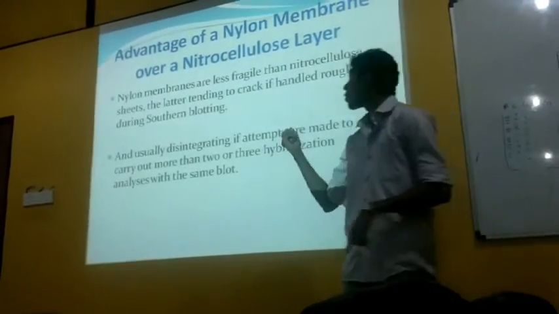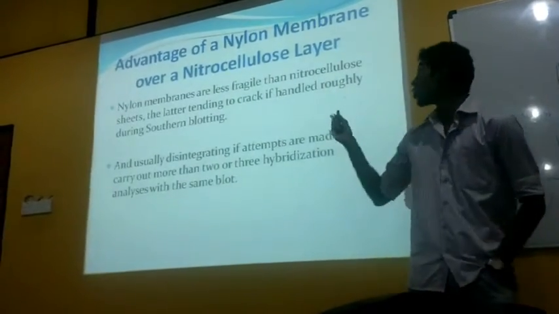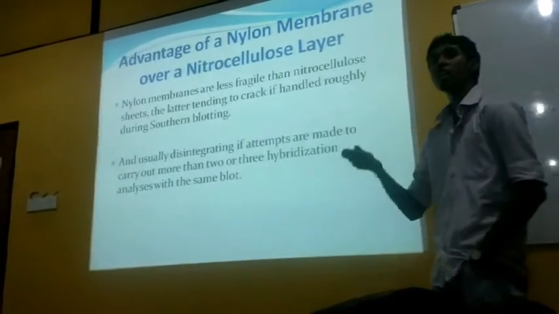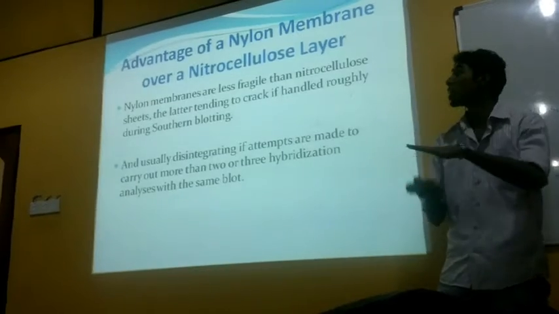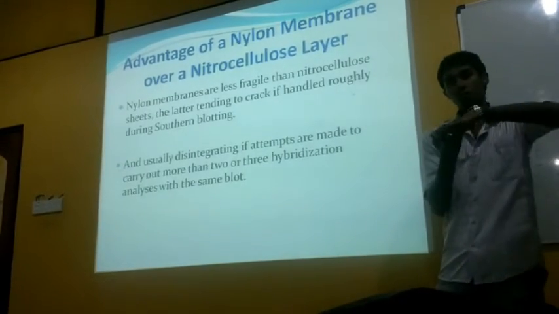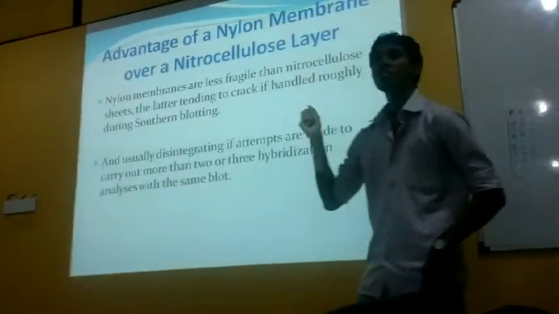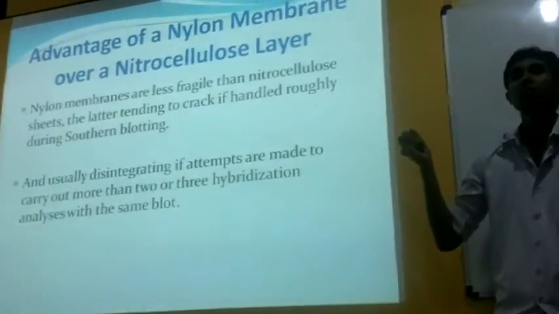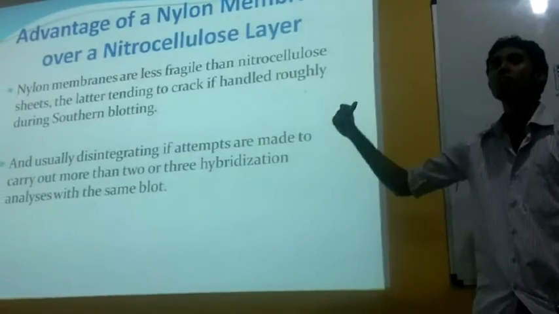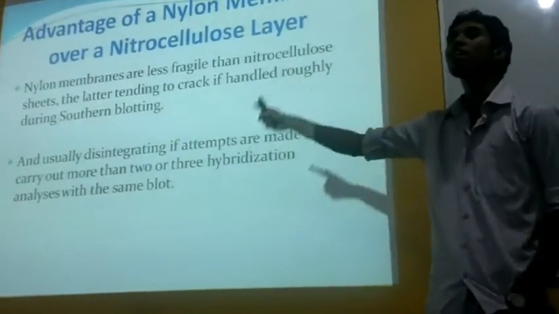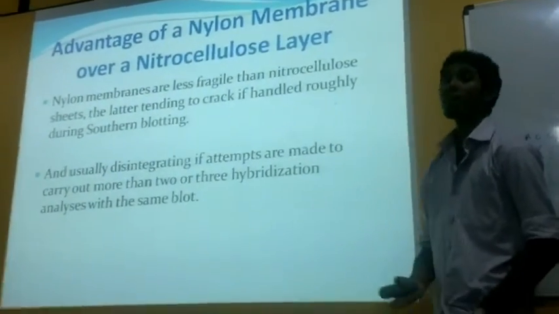It could be charged. When it is positively charged, you know that DNA is negatively charged, right? In that case, it makes the process of binding of the DNA onto the nylon membrane even easier. But if you are using a nitrocellulose layer, after it is extracted, you have to bake it at 80 degrees centigrade for proper covalent attachment onto the nitrocellulose layer. But with nylon membrane, since it could be positively charged, you needn't do that. You can just do the blotting, and the DNA comes and attaches.